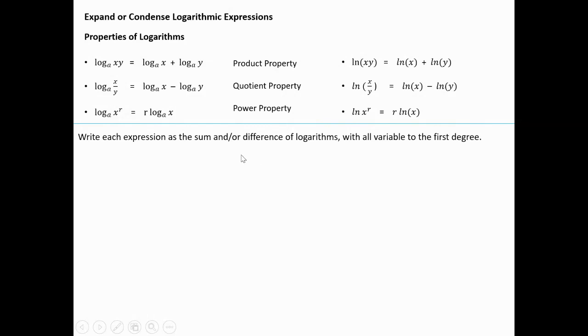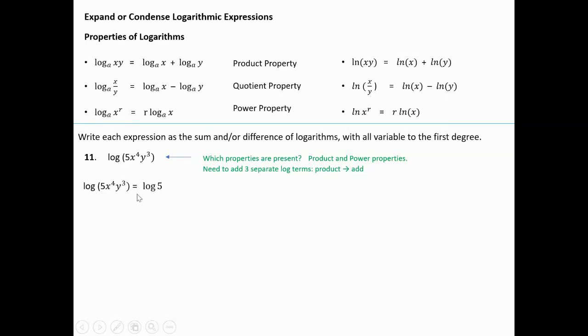Now it says here, write each expression as a sum and or difference of logarithms with all variables to the first degree. So here, guys, they give it to you in single log. You want to expand it. So what properties are present? We know we have the power property and the product. So we need to add 3 separate log terms, because it's going to be 1, 2, 3 terms. Log of 5, plus log of x to the 4th, plus log of y cubed.